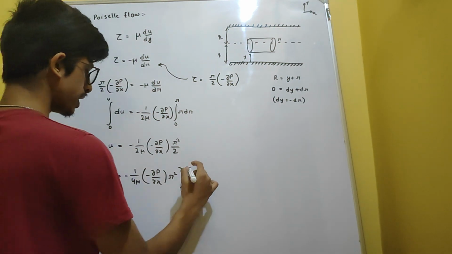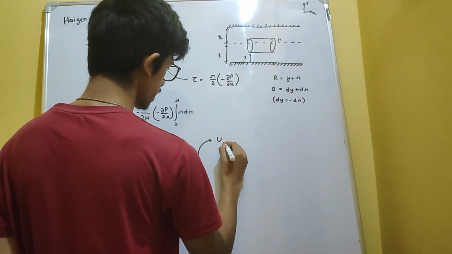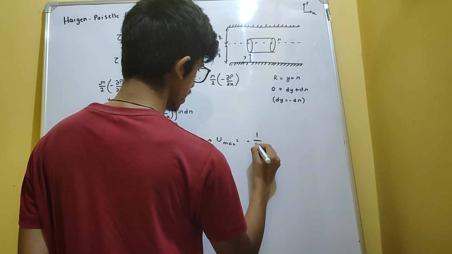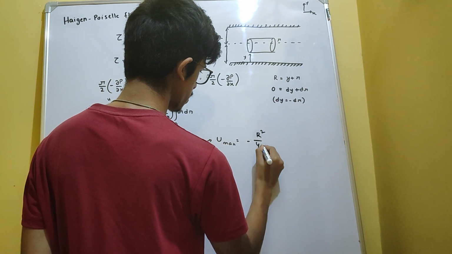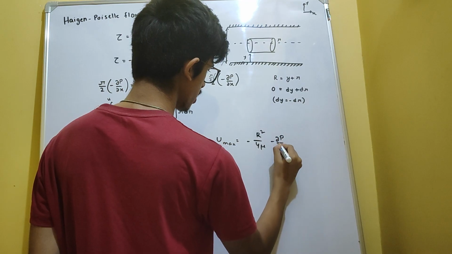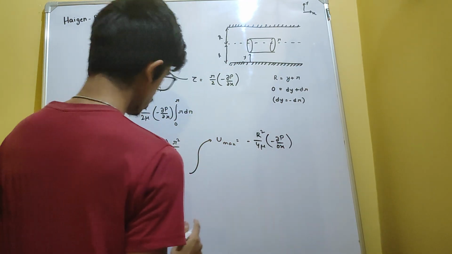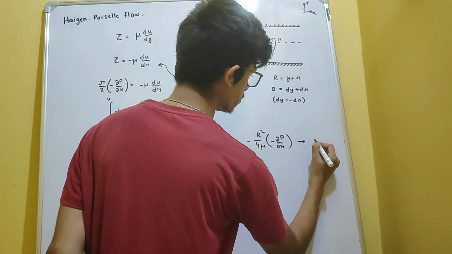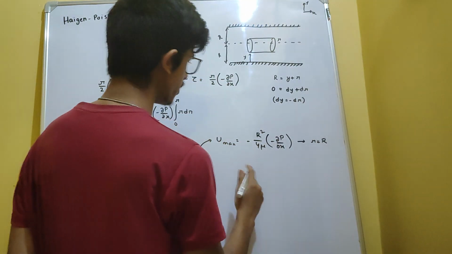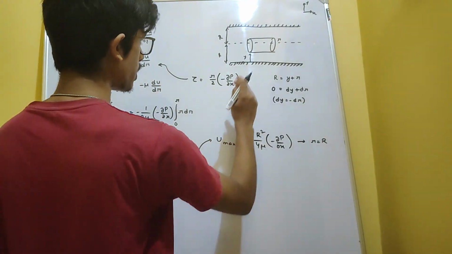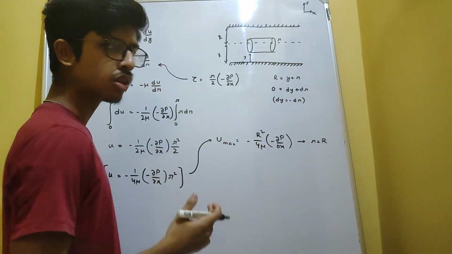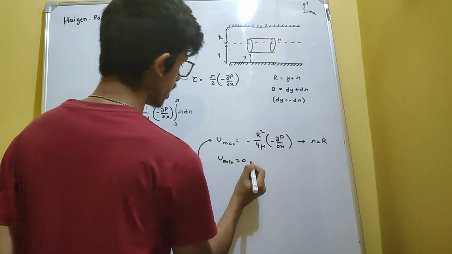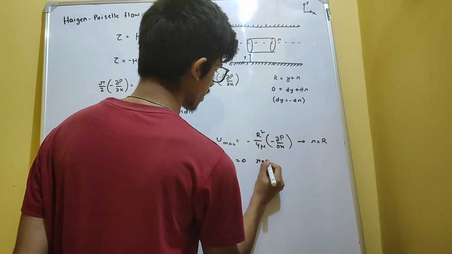So from here we can say that the maximum velocity u max will be equal to capital R square by 4 mu, minus dou p by dou x, because at small r equal to capital R we are getting the maximum velocity. And what is the minimum velocity? The minimum velocity is at the wall, which is equal to 0. So the minimum velocity will be equal to 0 at the wall, right?